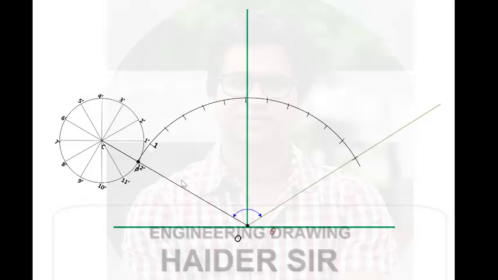Now what we will do, name these points like this up to 12, and join each and every point with this O and draw a line. For example, join 1 and O and draw a line. Join 2 and O and draw a line like this.